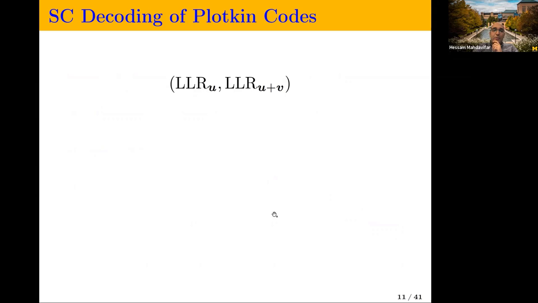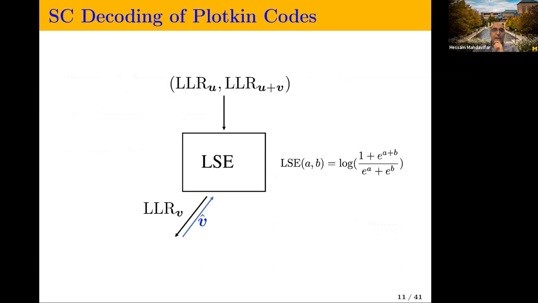So in general, how does it work? Remember that the Plotkin concatenation has u and u plus v as the two subvectors. First we compute the LLRs, the log-likelihood ratios, which are the self-information from the channel, basically telling us the reliability of the bits. These are vectors here. Using the LSE operation, like a soft exponent, we can figure out the LLR of v. Given the LLRs of u and u plus v, you can figure out the LLR of v. Then we give it to the decoder of the first component of the code.